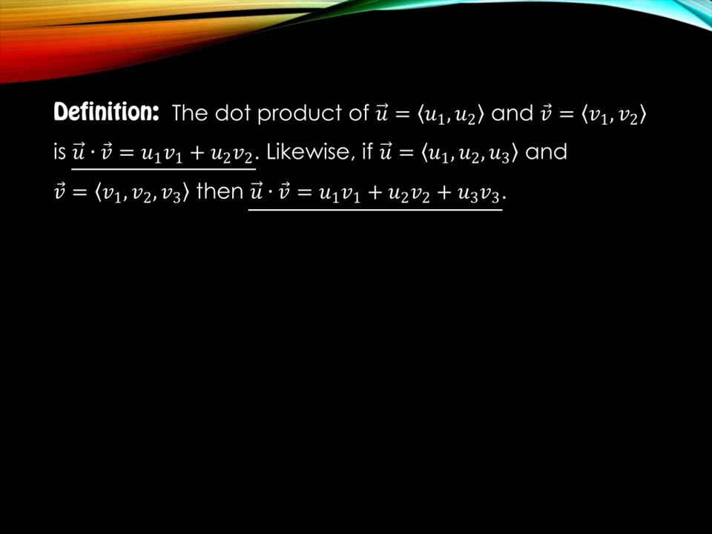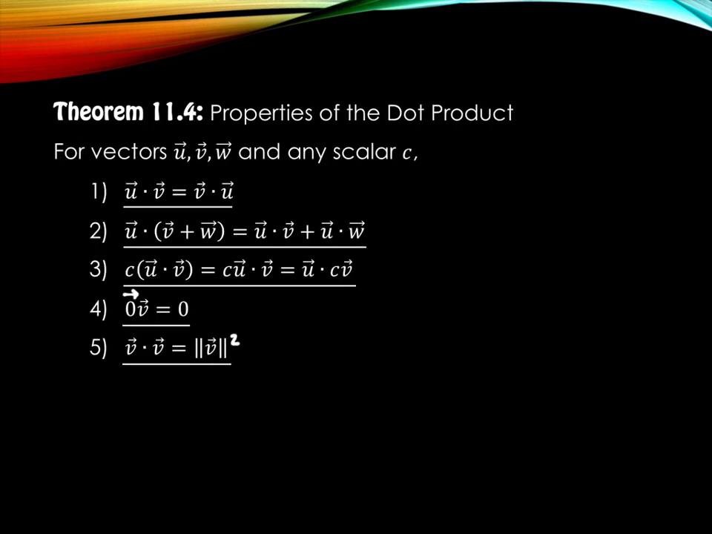There's a lot of properties for dot products. Did everybody get this one? Okay. So there's 5 in particular that are listed in theorem 11.4. These are properties of the dot product. So if you have vectors u, v, and w and scalar c, then the dot product's commutative. That's the first one. u dot v is v dot u. It's also distributive. If you have a dot product across the addition of vectors, it's the same as doing the dot product with each one of them individually and then adding them together. So I can distribute the dot product.